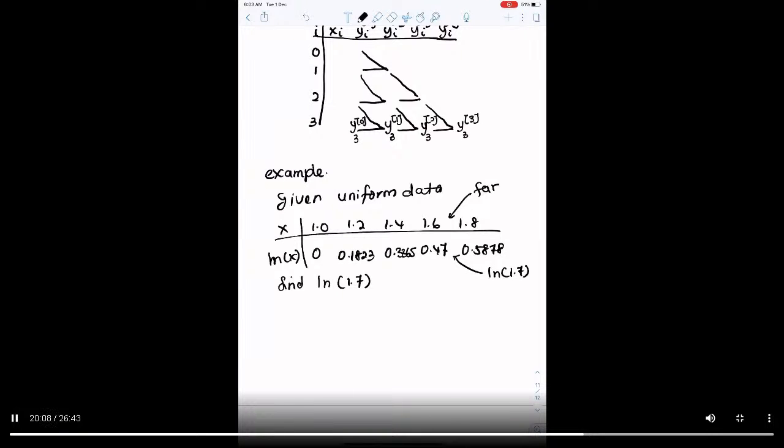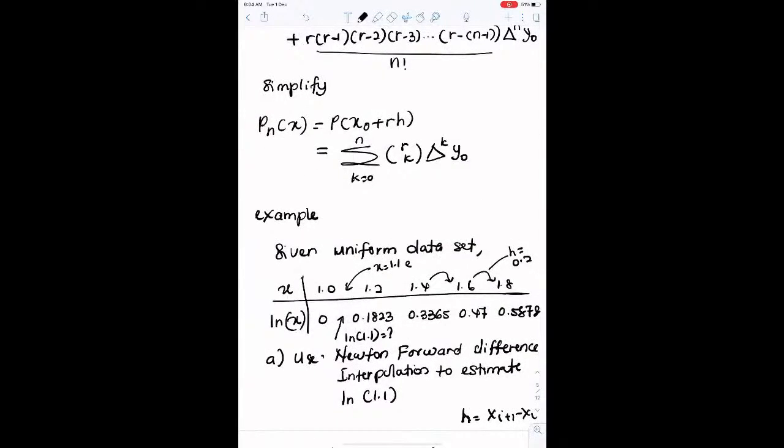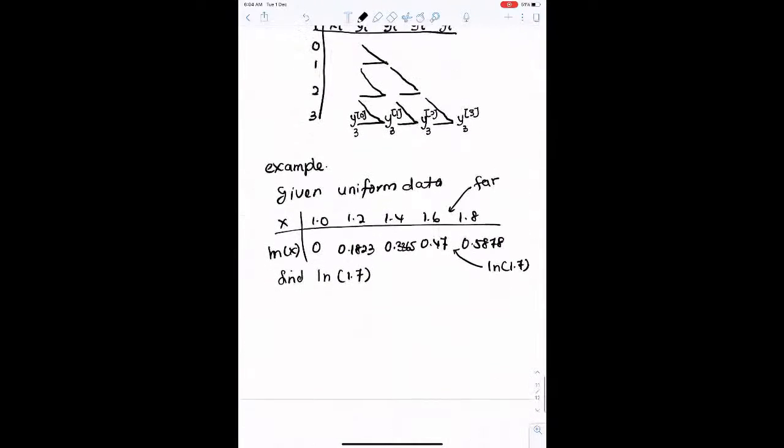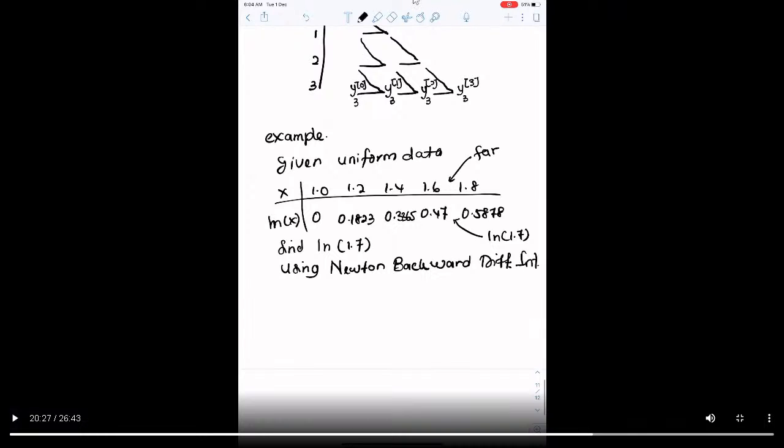Backward. We want to find ln 1.7, which is near to 1.8. Before, this was near to x0. This one is near to x4, y4. So in this case, we have no choice. We need to use the Newton backward difference formula.